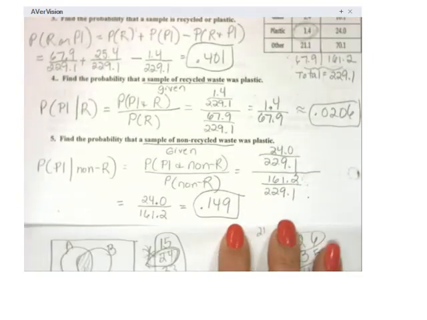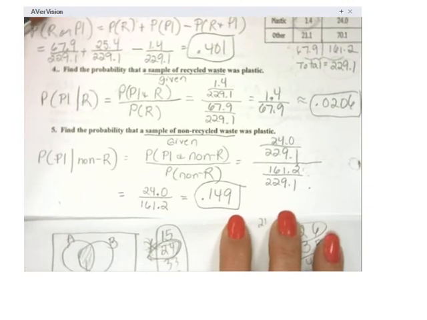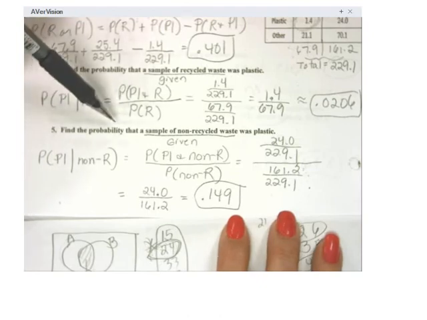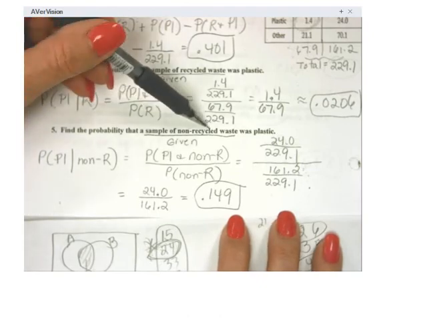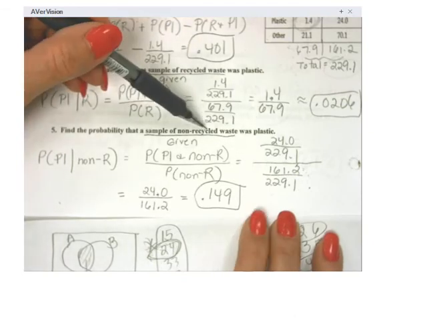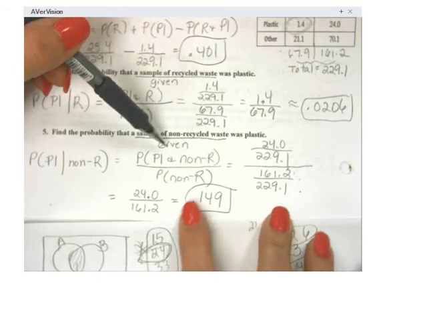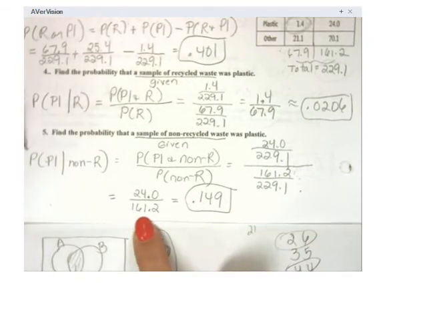And here is another sample that's similar. You have to be careful about the wording of the question to see whether it is a conditional type problem or an intersection problem. Find the probability that a sample of non-recycled waste was plastic. So we know that the item was non-recycled. We'd only be using the last column. Here's my symbolic way of writing it.